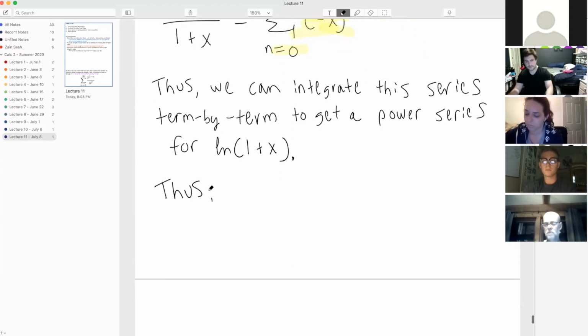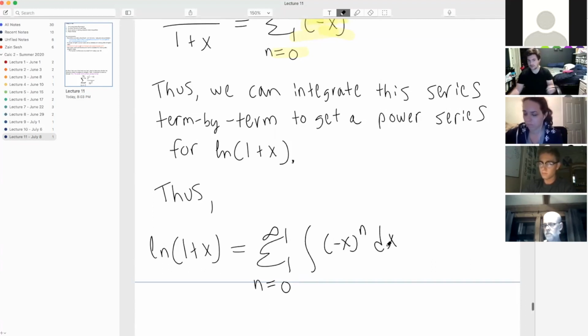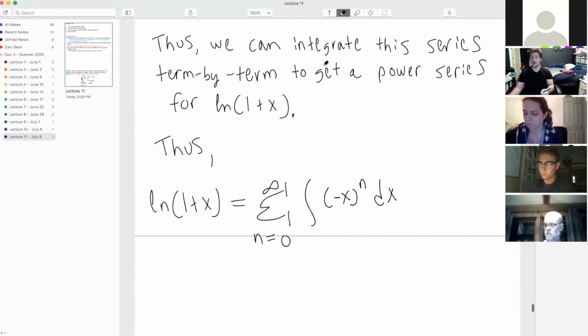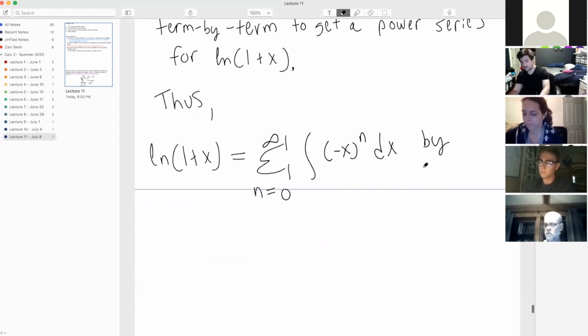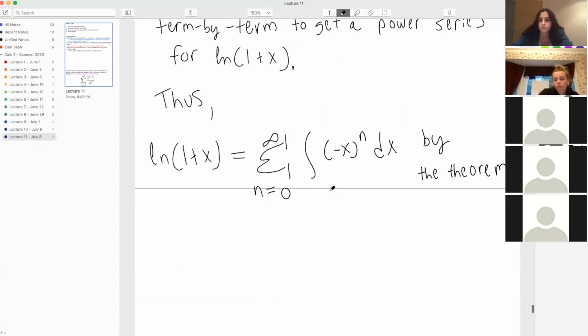Thus, here we go, natural log of 1 plus x. This will be the infinite sum from n equals 0 to infinity of the integral of negative x to the nth power dx. Okay, so I'm just integrating this series term by term, and this is by the theorem. I have moved the integral operator from outside the infinite sum into the infinite sum, and that's what the theorem tells us we can do.